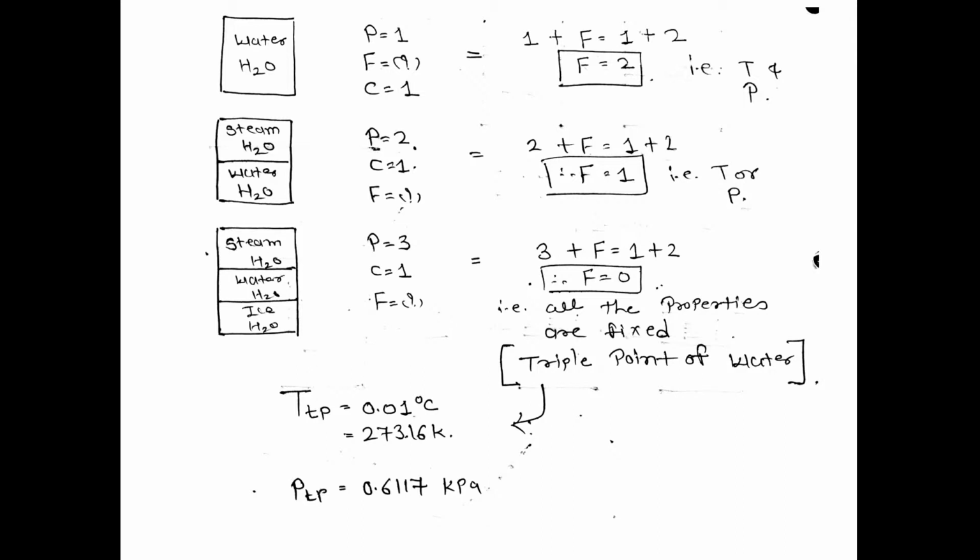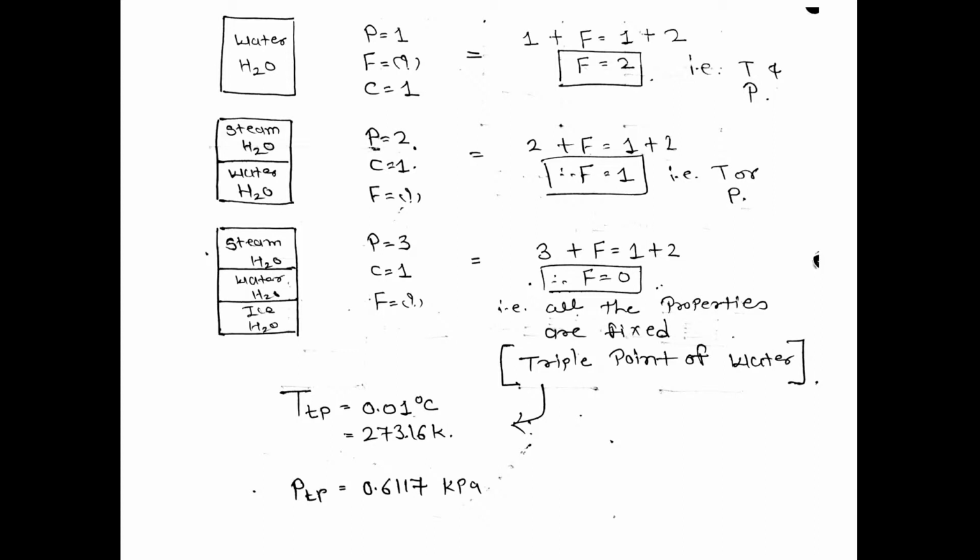Okay, C is 1 because it is only one phase. So 1 plus F is equal to 1 plus 2, so F is equal to 2. That is, if we have to describe the water, we need two properties. Minimum two properties are required for describing it, that is temperature and pressure. By experiment we know that with temperature and pressure, two things, we can define the water. It should have a specific temperature and a specific pressure for a specific phase of water.